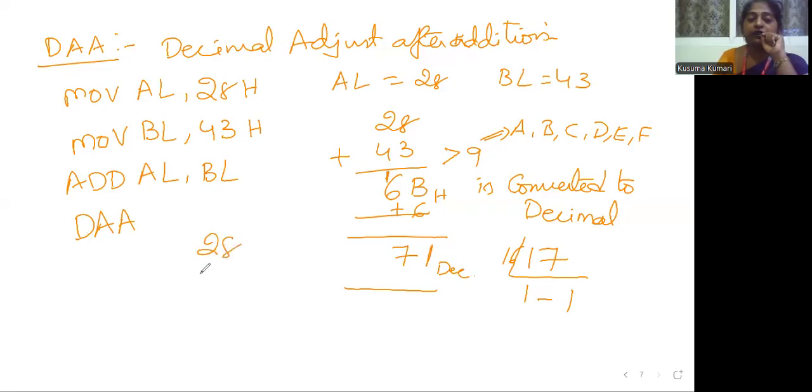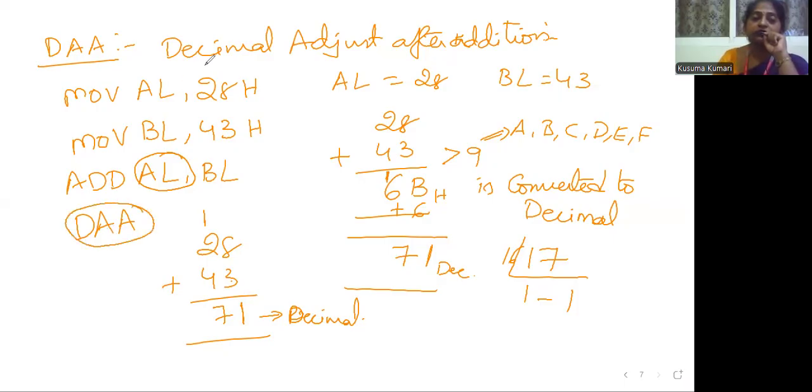Normally, if we add 28 plus 43, 8 plus 3 is 11, and 4 plus 3 is 7. 71 is the decimal number. So here, move AL comma 28, move BL comma 43. These numbers are stored in AL and BL, and after addition, the hexadecimal result is available in the AL. That hexadecimal result is converted into a decimal number by using the DAA instruction. That's why it is called decimal adjust after addition. Okay, so that is the thing.